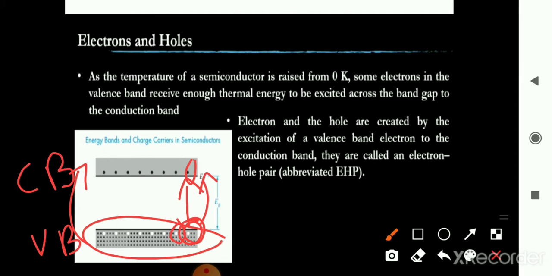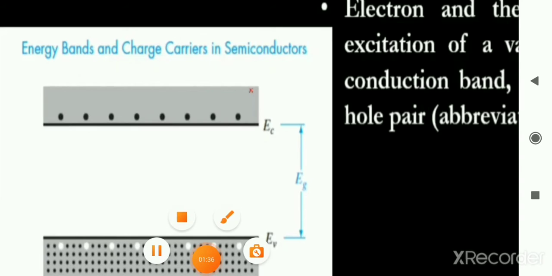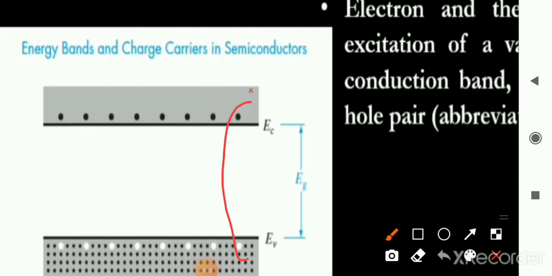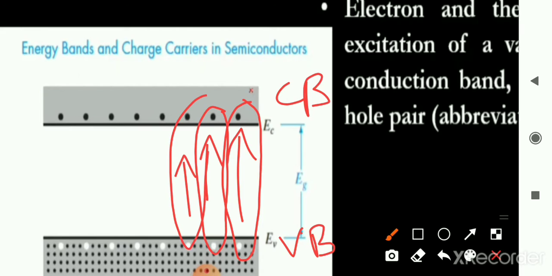An electron and a hole are created by the excitation of a valence band electron to the conduction band. They are called an electron hole pair. So these are electron hole pairs created by increasing the temperature or by giving excitation. This is one electron hole pair, this is another electron hole pair. They are always equal in number: the electrons that jump to the conduction band are equal to the holes created in the valence band. This is another electron hole pair.